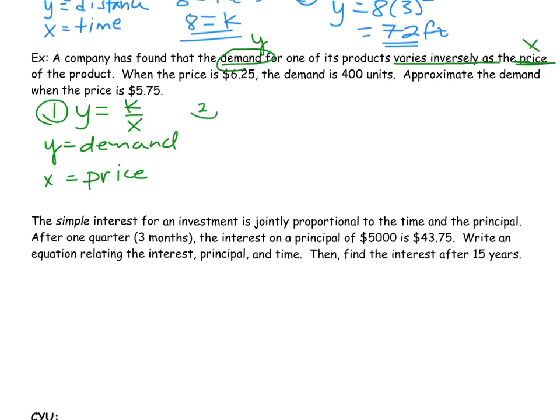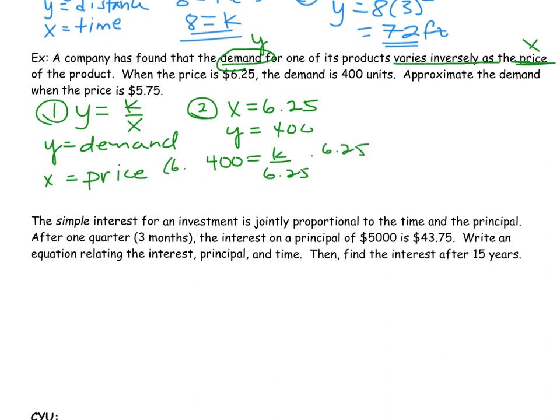In step 2, it says when the price is $6.25, that would be the x value, the demand for the product is 400 units. Plugging those two numbers into our formula, 400 equals k divided by 6.25. To get k by itself, we just multiply. If you have a calculator, 400 times 6.25 is 2,500.